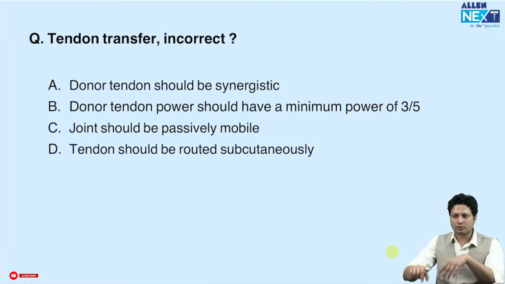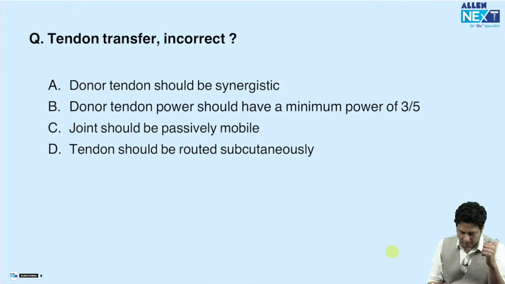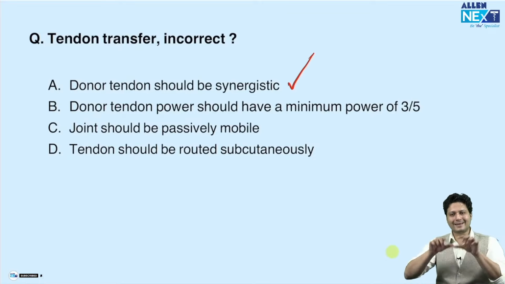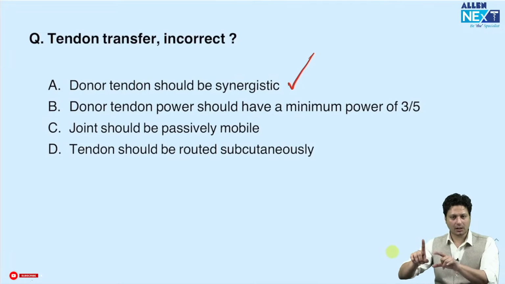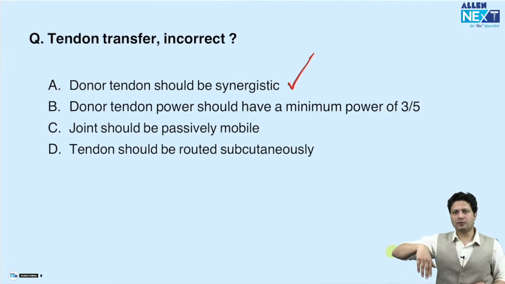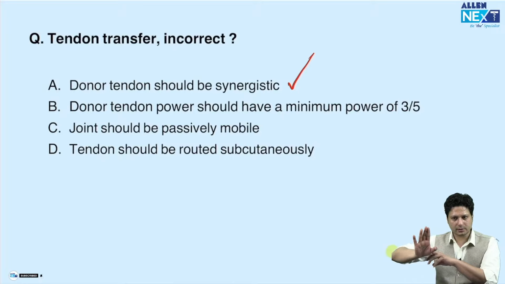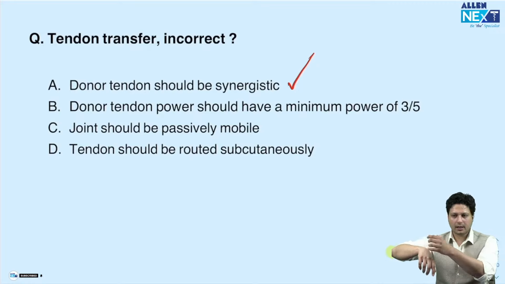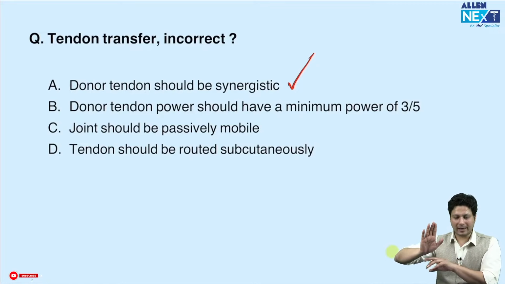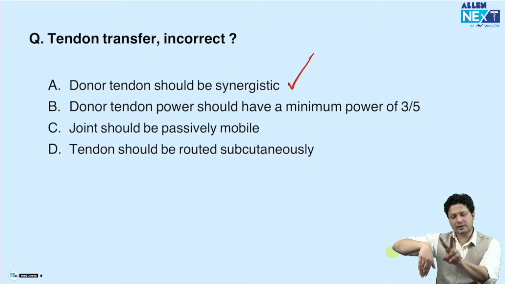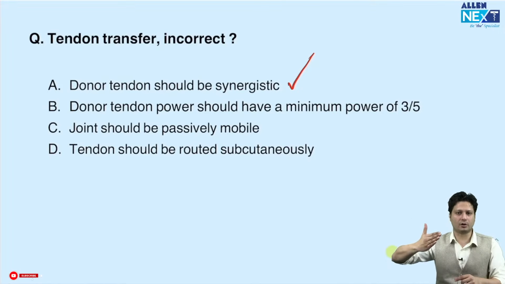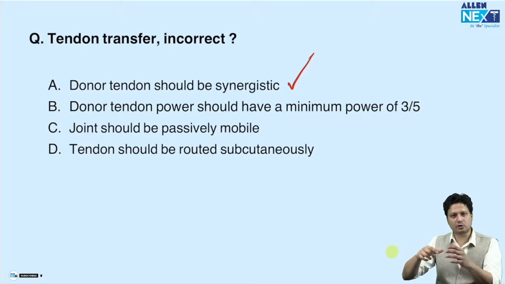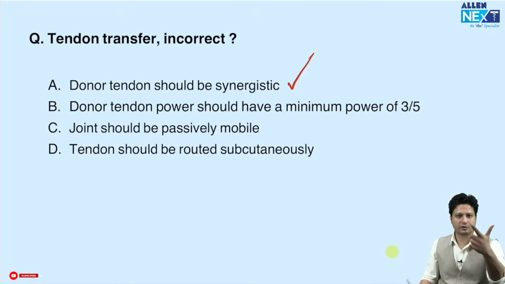All right, we are talking about the principles. Option number 1: the donor tendon should be synergistic. Both these tendons should have at least one action synergistic to each other. For example, take a tibialis anterior loss to be achieved by tibialis posterior transfer. Tibialis anterior is a dorsiflexor, tibialis posterior is a plantar flexor, but both tendons have one common action, that is inversion of the foot. So the actions of the tendon you are transferring should be synergistic.